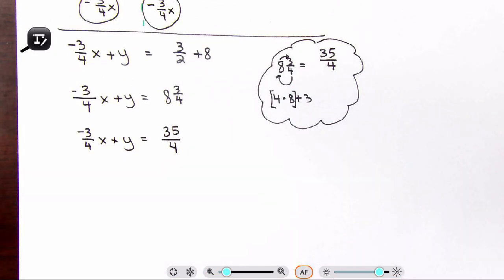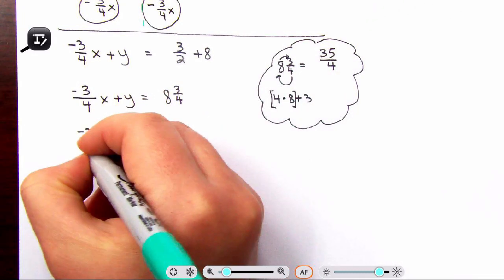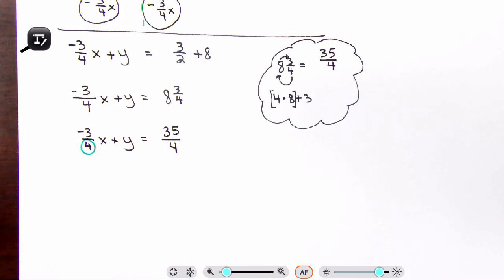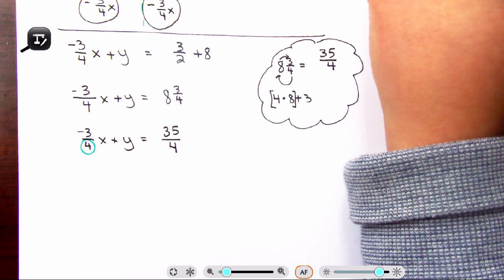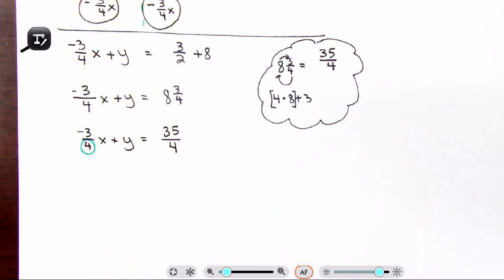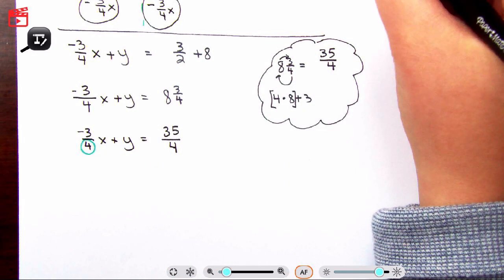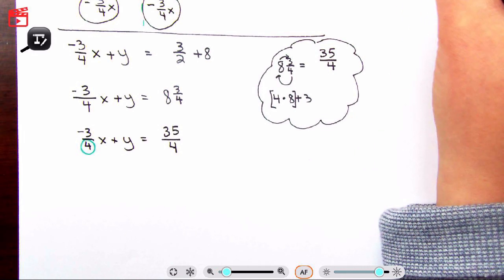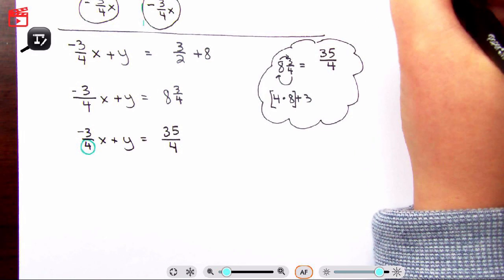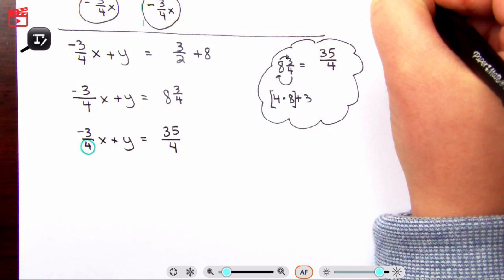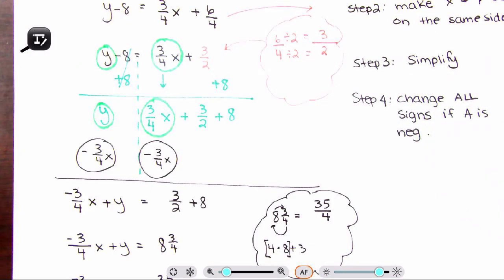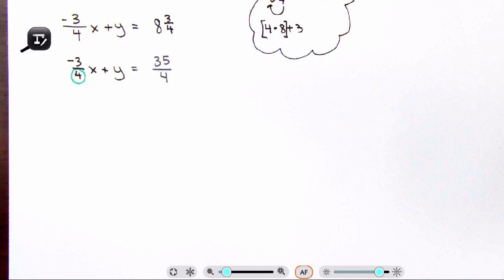Okay, now that we're here, we've got to get rid of our denominator. So what denominator do you have? I have a 4. We need to get rid of the 4. Let's do this. Step number 4. What was step number 4 originally? I think it was if you have a negative, change all the signs. So we do have a negative here. Change all signs if A is negative. In this case, it is negative. That's step number 4. Let's do that before we deal with the denominator.